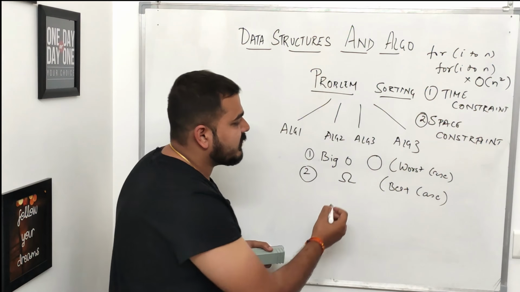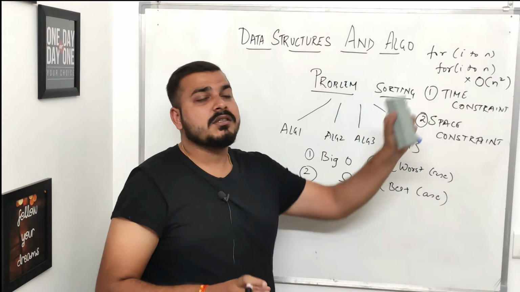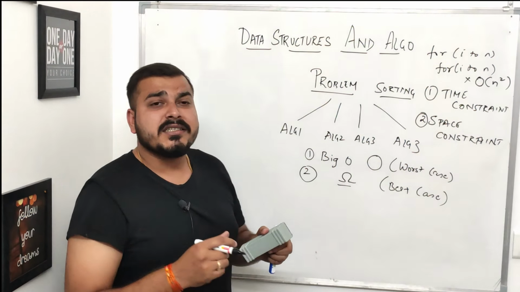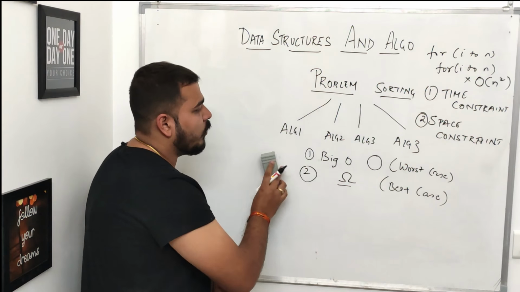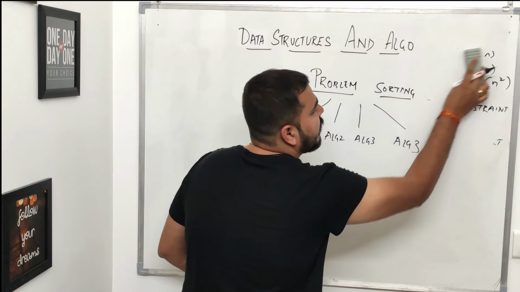Now similarly, if I consider the best case, what would be the best case in which this program gets executed? Usually the time constraint is mentioned with the help of a function. Let me show you how we usually decide it. I'm just going to rub this out quickly.